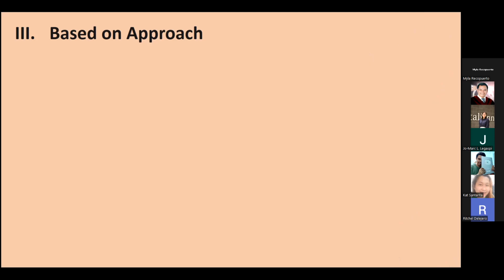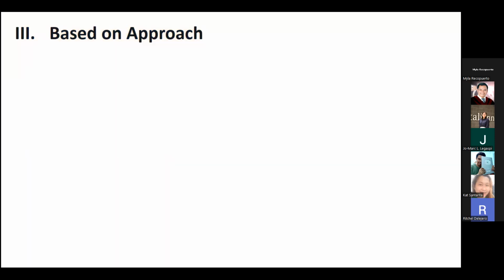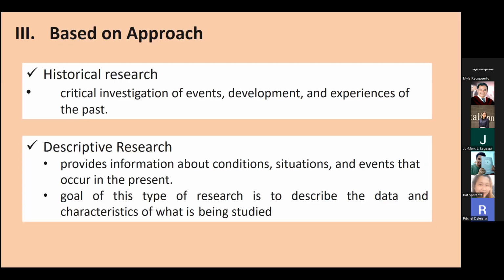Now, research according to approach. So we have historical research and descriptive research. Historical research critically investigates events, developments, and experiences of the past. Descriptive research provides information about conditions, situations, and events that occur in the present. The goal of descriptive research is to describe the data and characteristics of what is being studied.